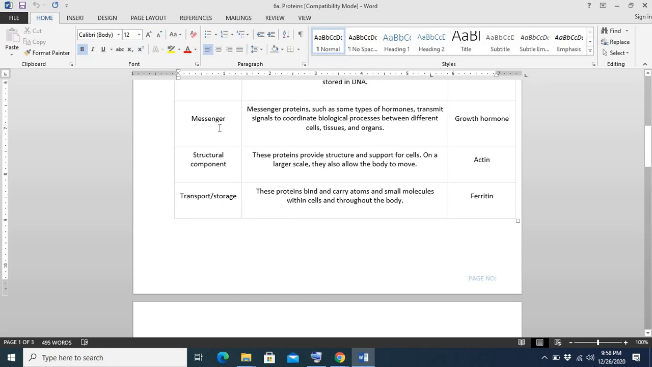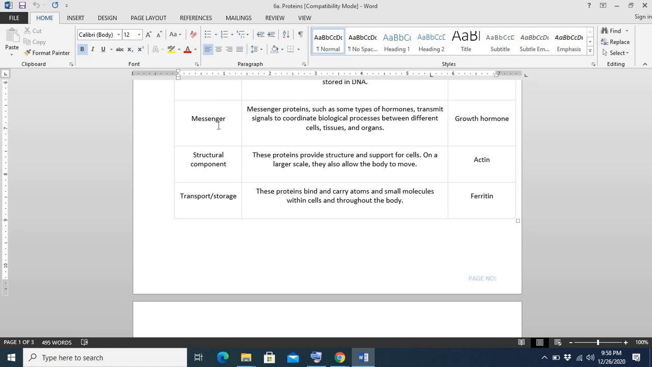And protein can perform the function of a messenger. So how can it perform its function as a messenger? Actually, messengers are molecules that transmit a signal. So how can protein transmit the signal? Protein can bind with the receptor in the form of a ligand, and then protein transmits the signal from outside the cell to the inside of the cell, and this process is called signal transduction.